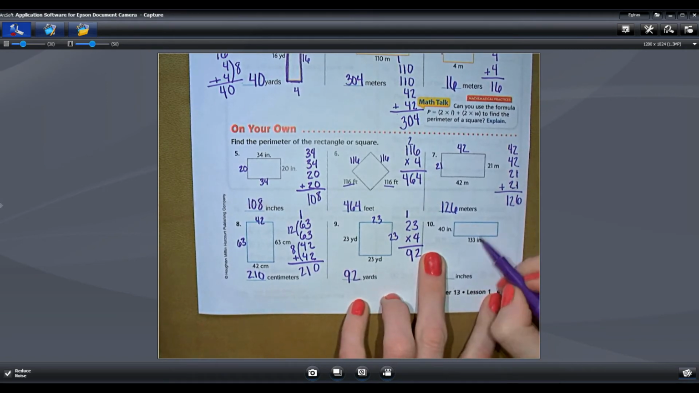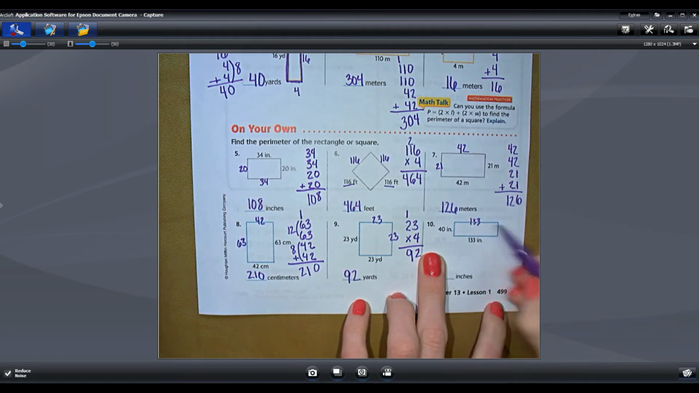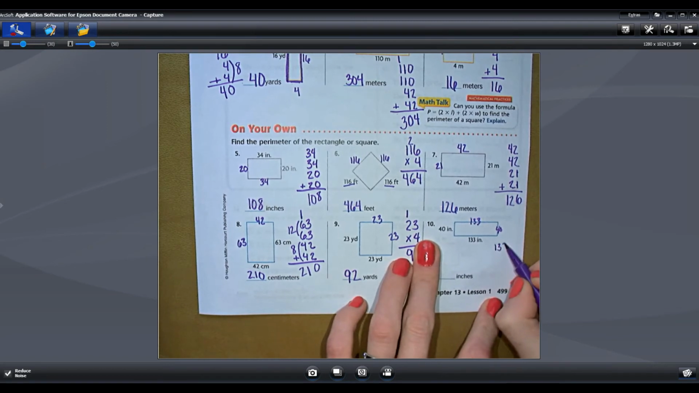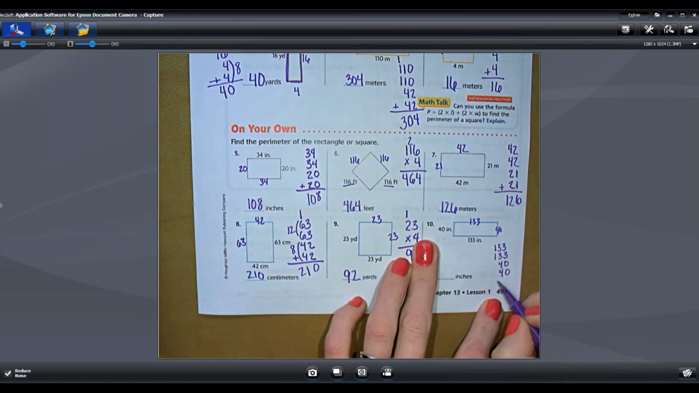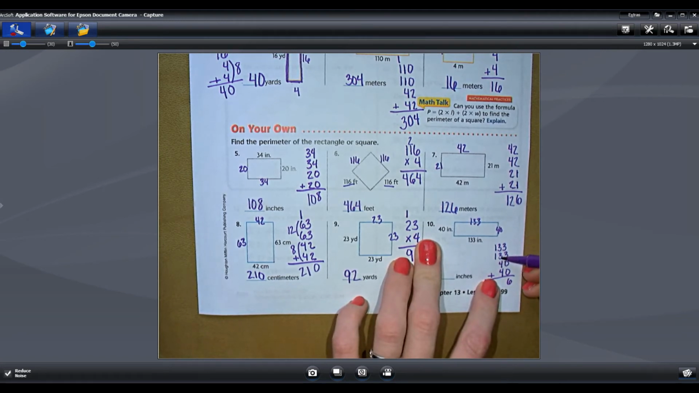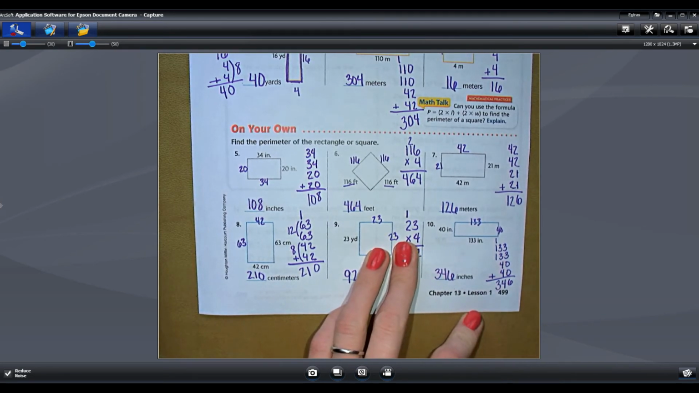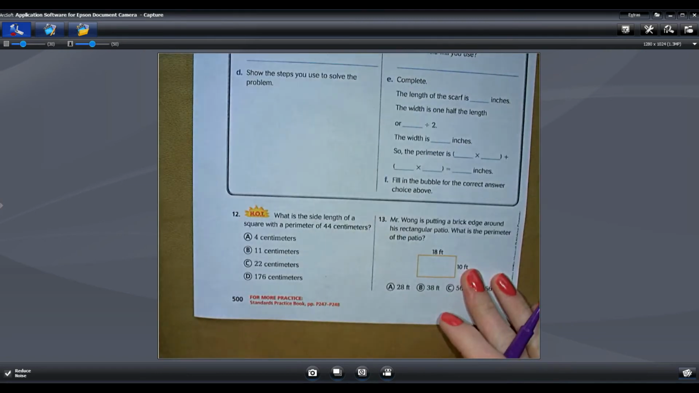Last one here. This is 133. This is 133. If this is 40, then this is 40. So let's add all those up. 133 plus 133 plus 40 plus 40. Okay, 3 plus 3 is 6. 3 plus 3 is 6 again. Plus 4 more is 10. Plus 4 more is 14. 1 plus 1 plus 1 is 3. 346 inches. Okay, good job, guys.